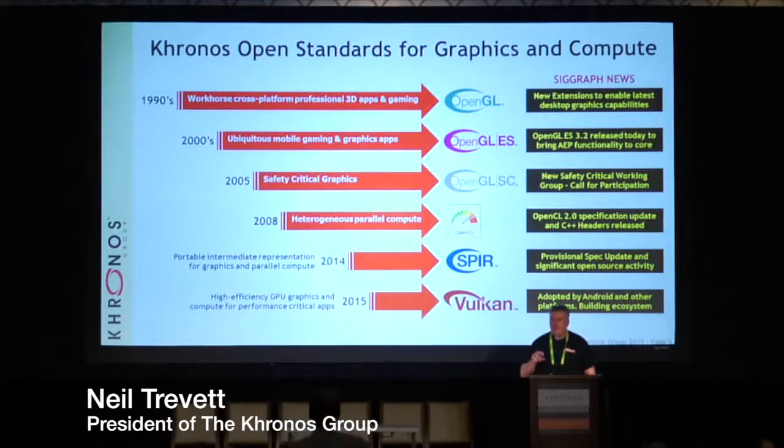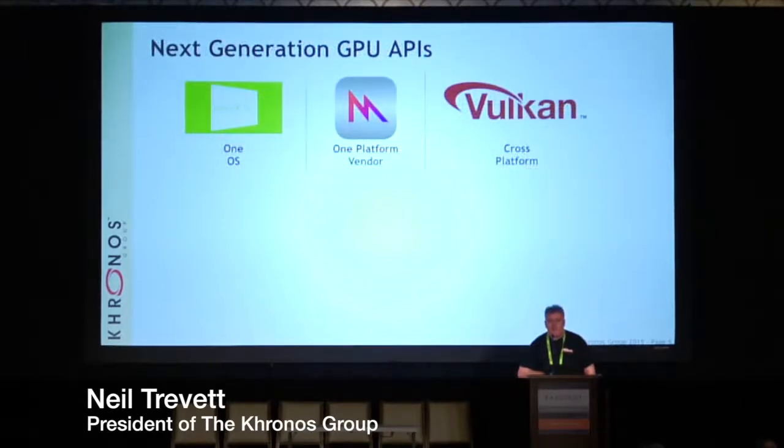But we're developing all of these APIs. They're all developing in parallel, and they're going to continue to develop in parallel because each API is addressing different needs. But it is the new generation APIs that are shiny and new. So that's been a lot of the conversation here at this SIGGRAPH.